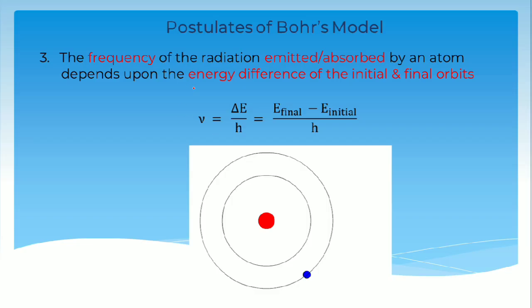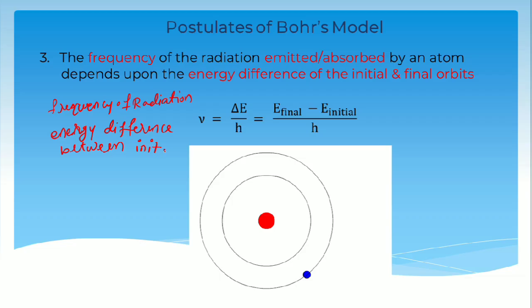So the frequency of radiation depends on the energy difference between the initial orbit and the final orbit.